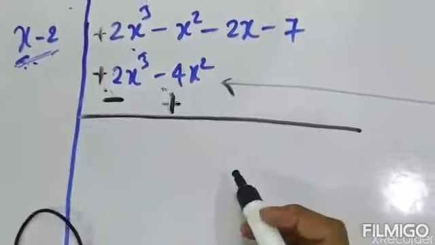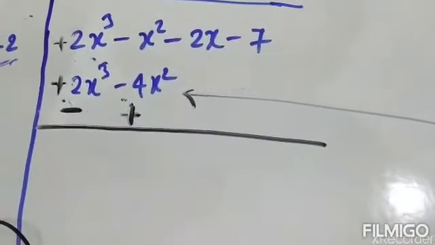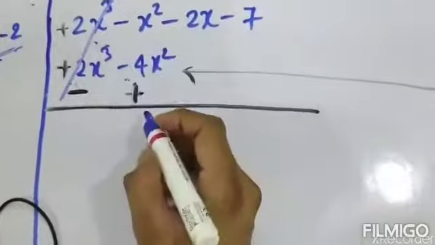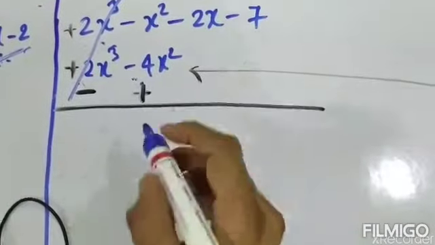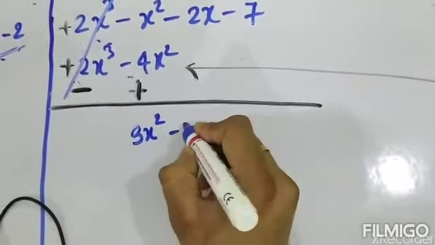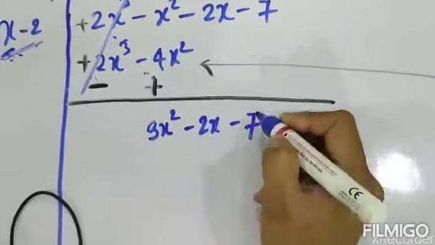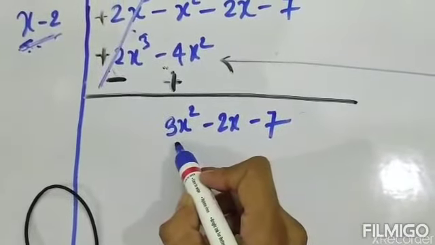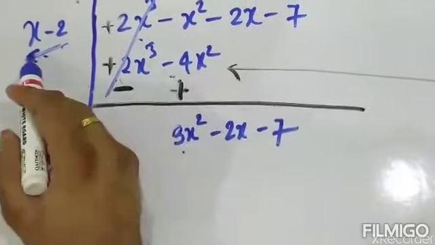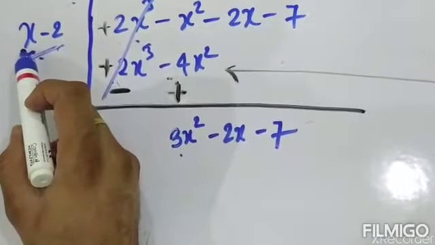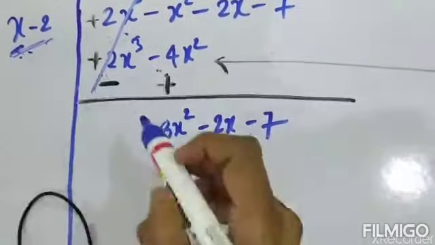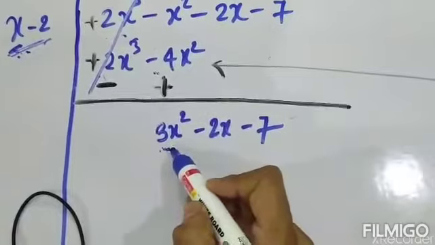Now what is next? The next is we are going to calculate. Okay, this cancels. So now 4x square minus x square is 3x square. We are writing now, note down, minus 2x minus 7. Now we have to cancel 3x square. So at which number are we going to multiply x so that it becomes 3x square?